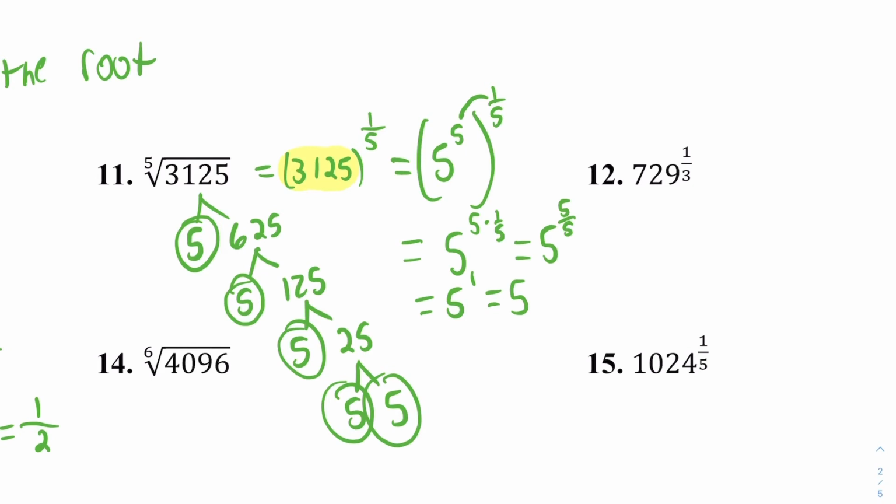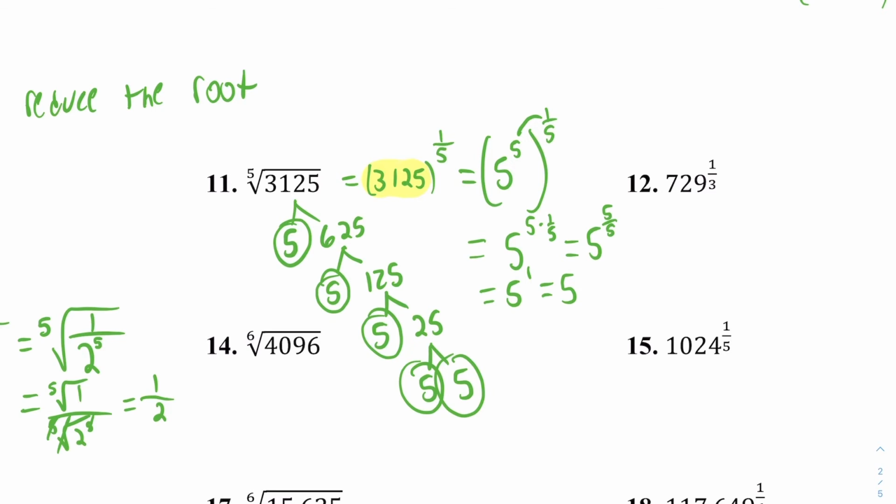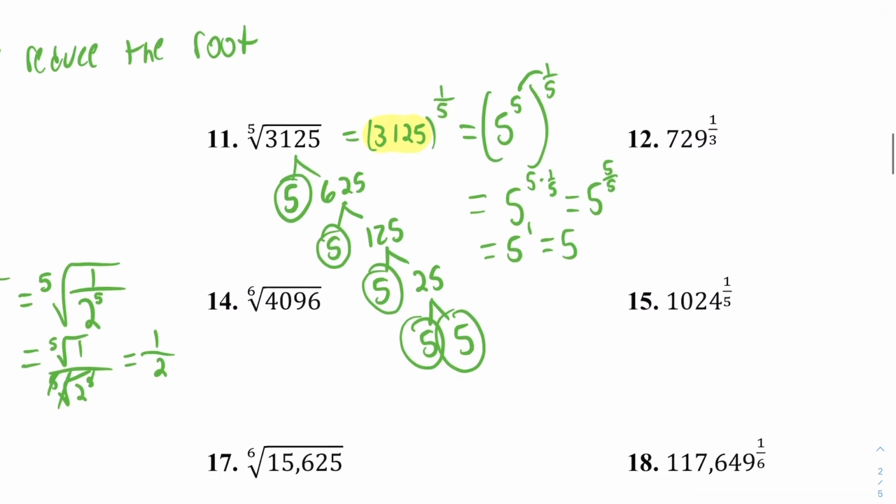It looks like a lot, but this is the good stuff. This is the fun stuff. It just takes paying attention and doing it one step at a time. So let's do some more together.